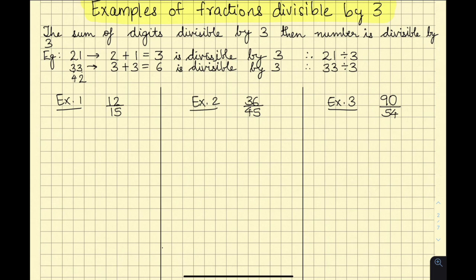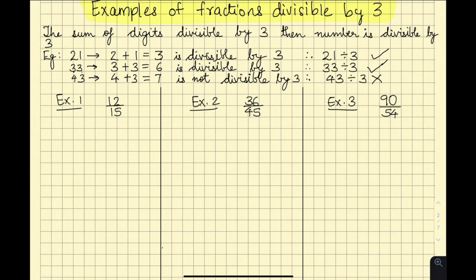The next example we take is 43. The digits of the number 43 are 4 and 3. We add, we get 7. So 7 is not divisible by 3, which means in the 3 table you don't get 7. Therefore, we say 43 is not divisible by 3. This is not possible to divide, but the other two can be easily divided.